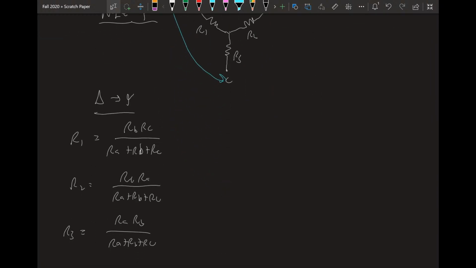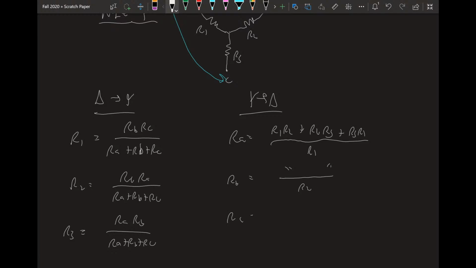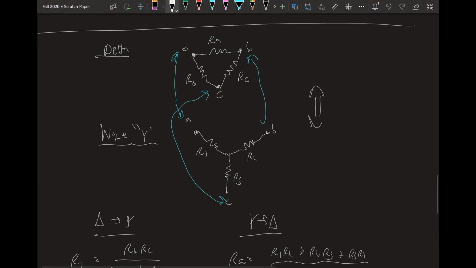You can also go backwards from Y to delta by saying RA equals R1 R2 plus R2 R3 plus R3 R1, and all that over R1. Then RB is the same thing on top over R2. And then RC is the same thing on top over R3. So knowing this, you can just flip-flop back and forth between these two configurations. And this is helpful in reducing some circuits when it otherwise wouldn't be possible by just combining things in series and parallel, because these configurations make things weird.